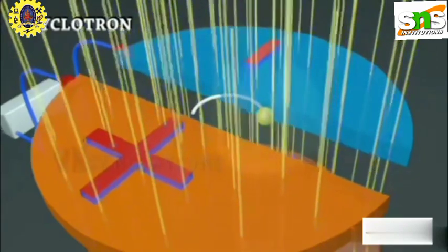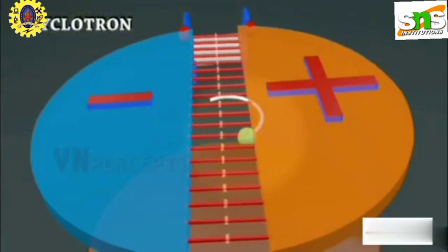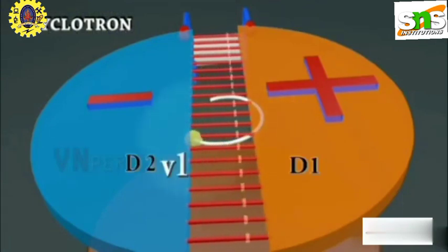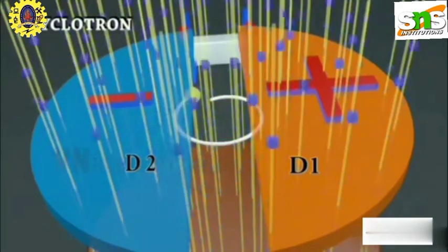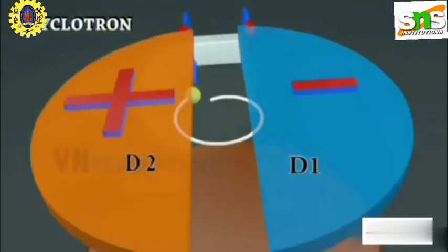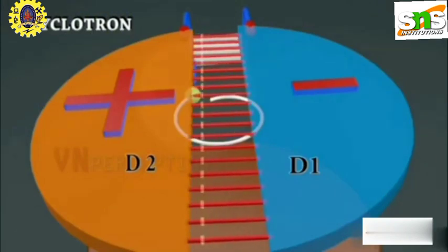Now the oscillator changes the polarity. When the charged particle comes out of the D and enters under the influence of the electric field, the electric field accelerates the charged particle towards D2 with velocity v1. When it enters D2, it remains at constant velocity. Again, the polarity is changed. That is, D2 becomes positive and D1 becomes negative. When this charged particle leaves the D, it again enters under the influence of the electric field. This electric field accelerates the charged particle towards D1. That is, it moves from D2 to D1.